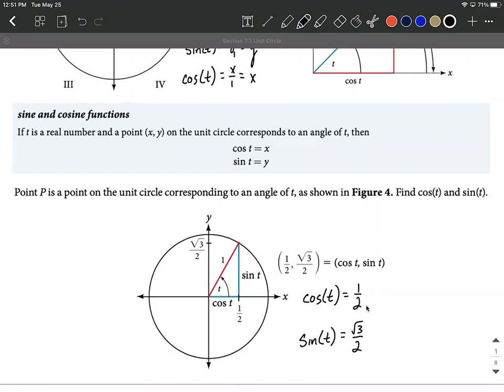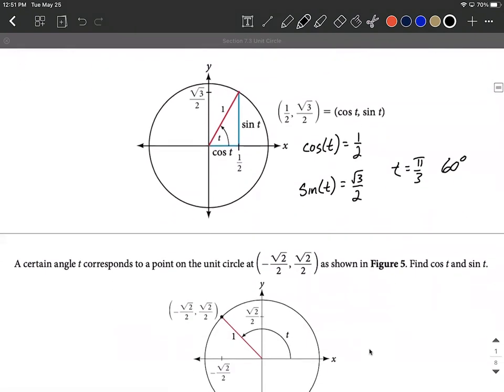Now, these may be some values that stick out to you because 1/2 and square root of 3 over 2 come up pretty often. We could use a chart and connect these together, that this is going to correspond with an angle of pi over 3, or that's equivalent to 60 degrees. So if you plugged in, trying to figure out cosine of 60 degrees, that's going to give you a positive 1/2, or sine of 60 degrees or pi over 3, that's going to give you square root of 3 over 2.